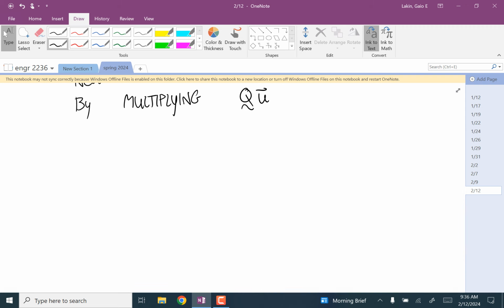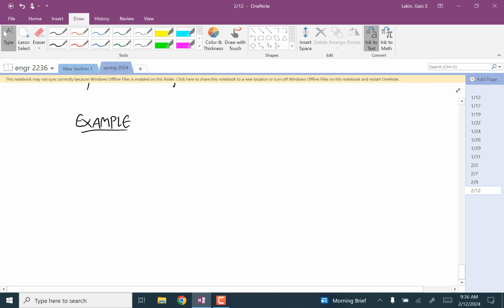So let's see an example first with this rotation matrix. Let's say that your original coordinate system is this. That means Z is coming out. And your rotated coordinate system is this.